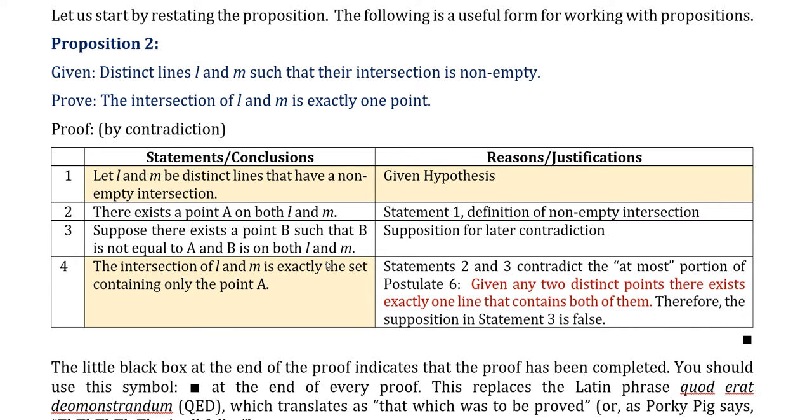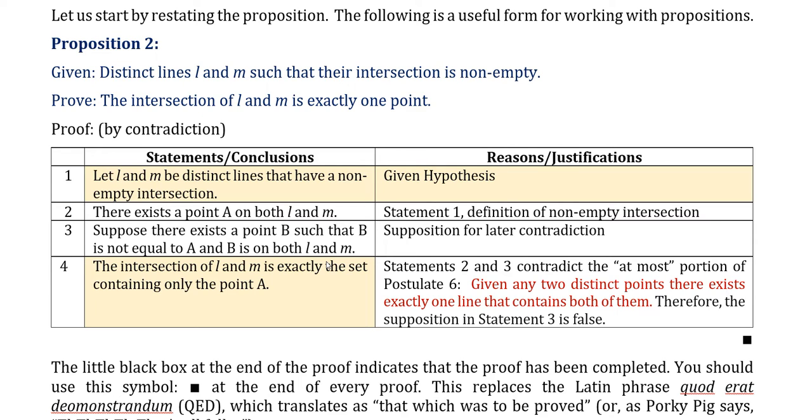Now, we have a column, just a number, 1, 2, 3, 4, because this one only has 4 steps to it. We have our statements, our conclusions, and in the left column and the right column, we have reasons or justifications for each of those steps. The stuff with the darker background, that's automatic.